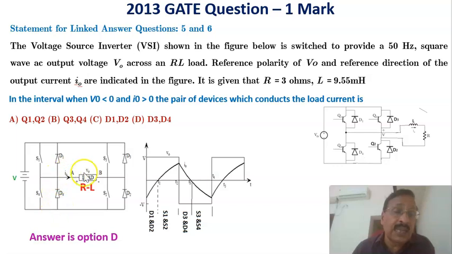Similarly, the current in this direction means here also we will be getting a negative polarity, means the voltage polarity is now reversed. Here negative and here plus. But the current direction is the same as previously. Therefore, the devices that are conducting are these two. D3 and D4 are the devices that are conducting during this duration when output voltage is negative and the output current is positive. Of course, D3 and D4 are conducting. The answer is option D.